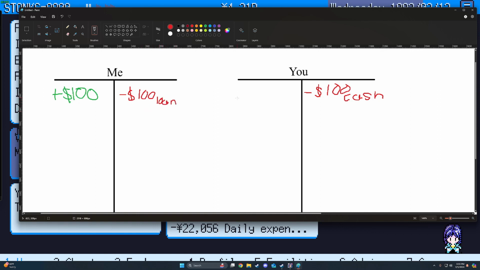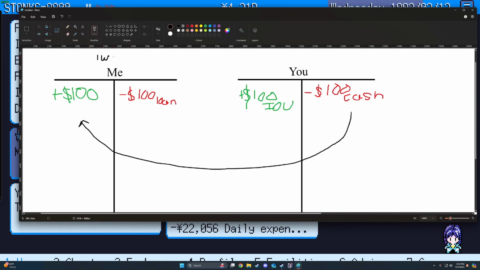So I have to give that back to you. And you have $100 value of an IOU, or a guarantee or promise that I'm going to return the $100 you gave me. I promise you in a week's time, I'm going to give that $100 back to you. And so that is the flow of cash.